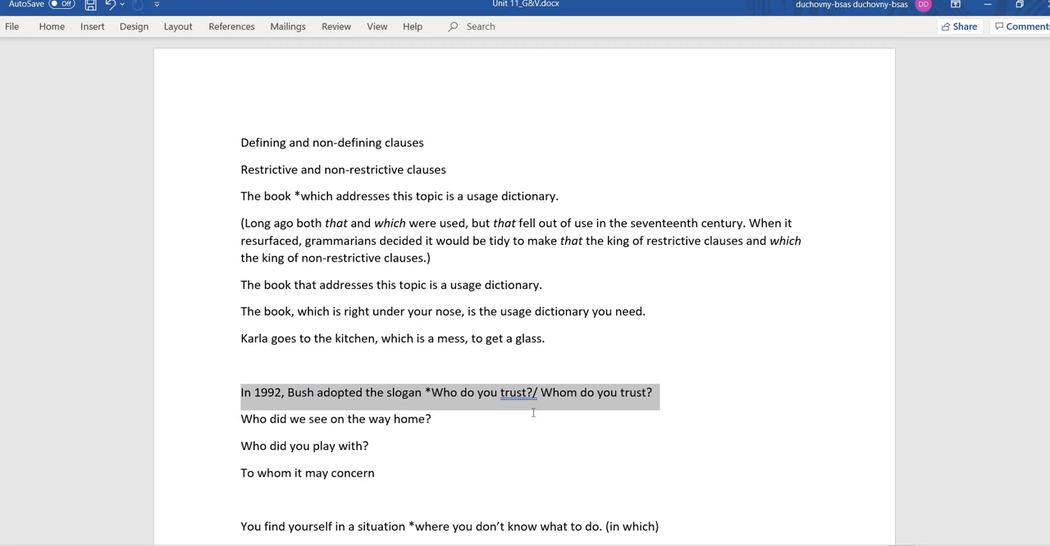And you see the asterisk there. Actually, he should have said, whom do you trust? Because you trust him or her, right? Who did, so we'll get to that later.